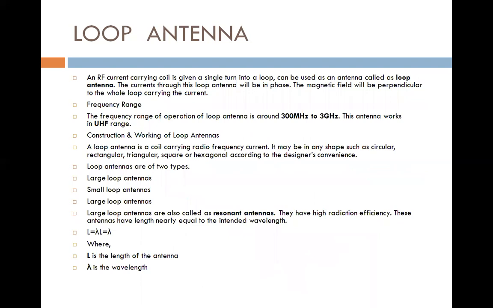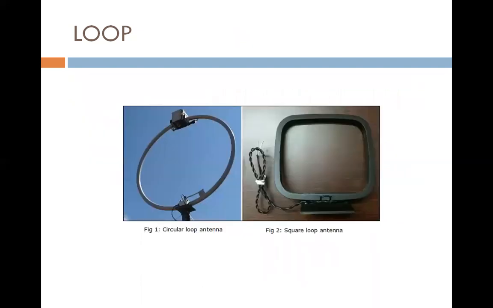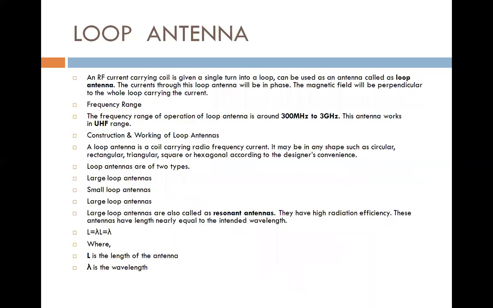Next we see the loop antenna. First of all we see the figure. This is the structure of a circular loop and a square loop. An RF carrying coil given a single turn into a loop can be used as an antenna, called the loop antenna. The current through this loop antenna will be in phase. The magnetic field will be perpendicular to the whole loop carrying the current. Now see the frequency range. The operating range is 300 megahertz to 3 gigahertz. This antenna works in the ultra high frequency range.